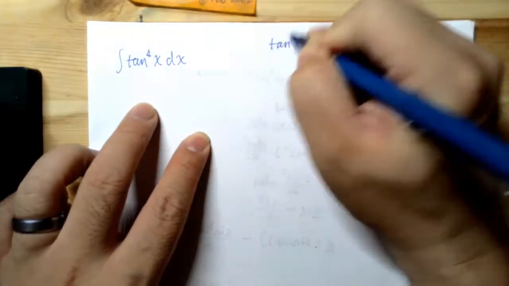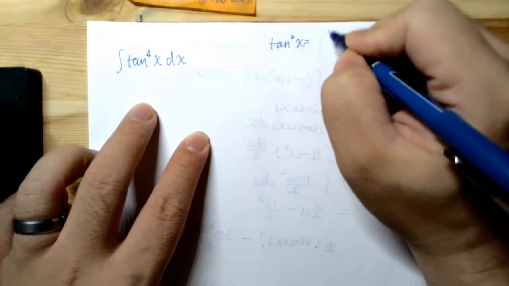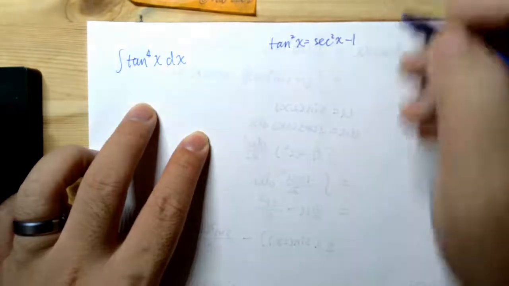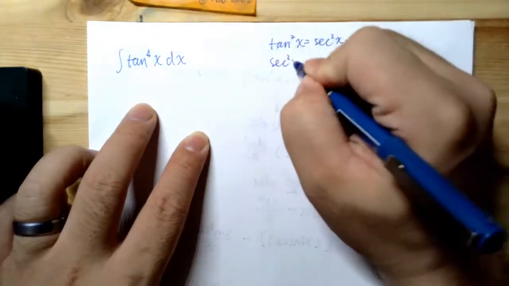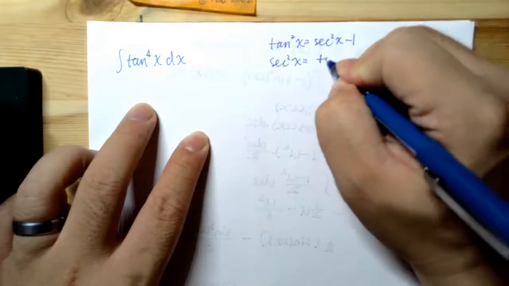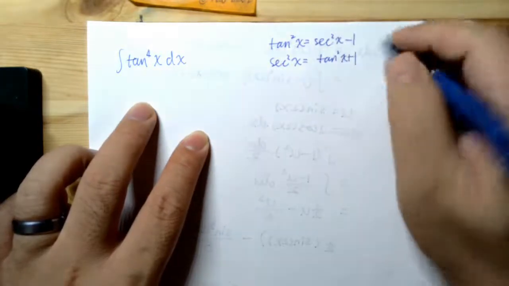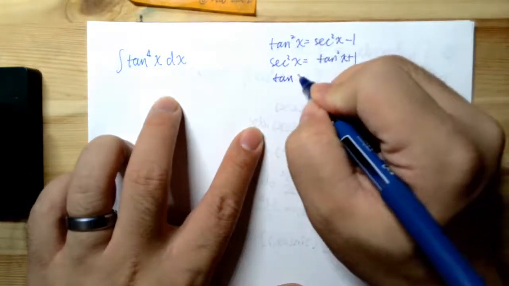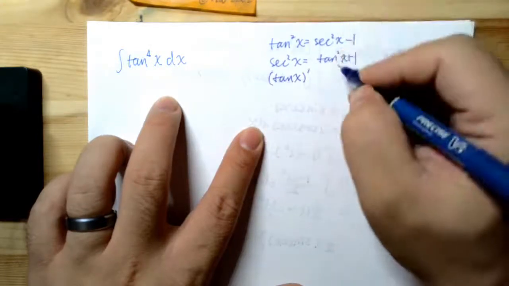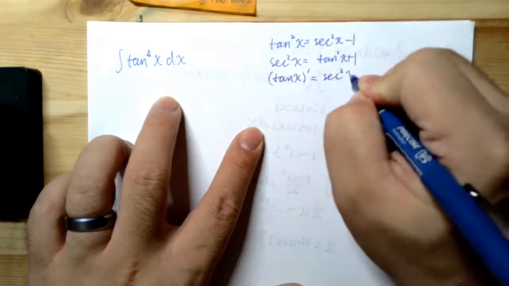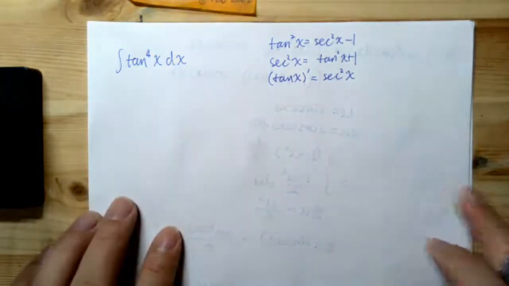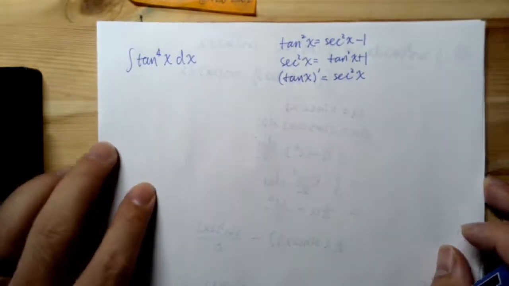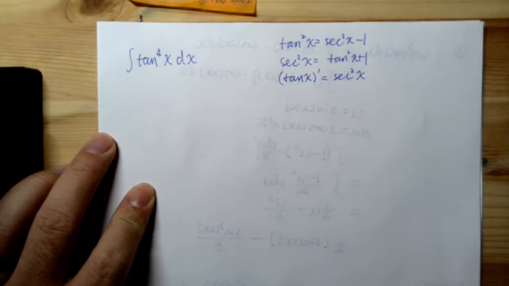First of all, tan squared equals secant squared minus 1. And also, same thing, secant squared equals tan squared plus 1. And then the next is the derivative of tan x equals secant squared. Okay, so those are the things we need to know ahead.